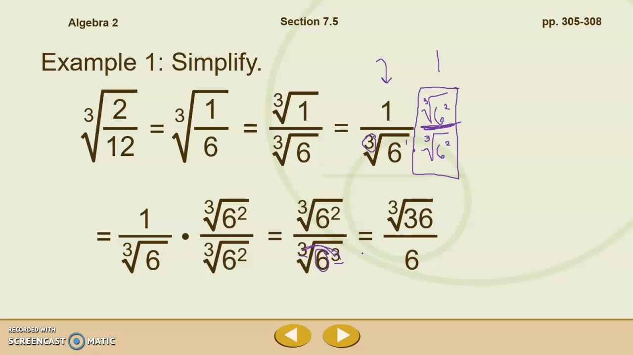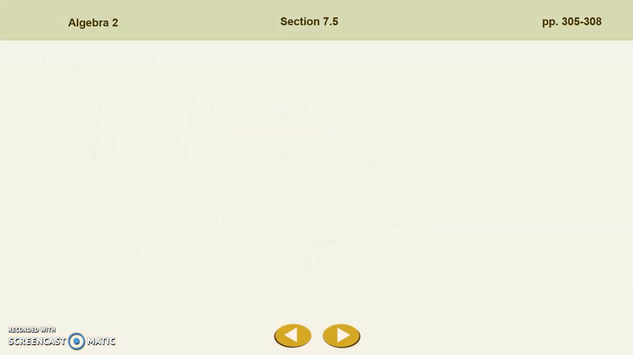If we look at our rules of simplification, I don't have any fractions in the radicand. I don't have any perfect roots in the radicand. And now I no longer have a radical in the denominator. So this has been simplified.